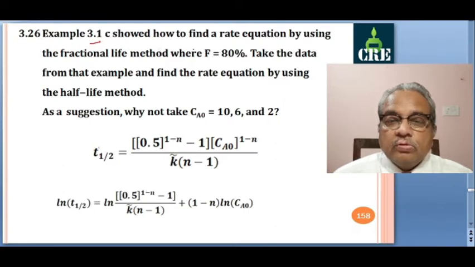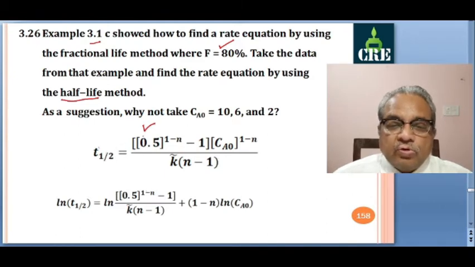There it has been shown how to find the rate equation by using the fractional life method, where this F was 80% or 0.8. That is the fraction. In terms of percentage, 80%. Take the data from that example and find the rate equation by using half life. So instead of fractional life, we have to use half life. So the fraction in place of 0.8 for half life will be 0.5. It is suggested that you take CA0 values as 10, 6 and 2.